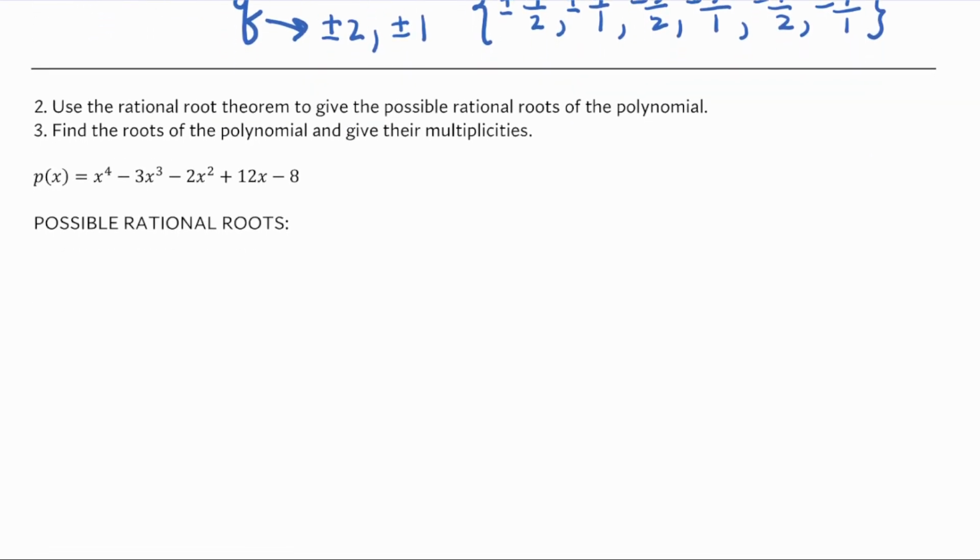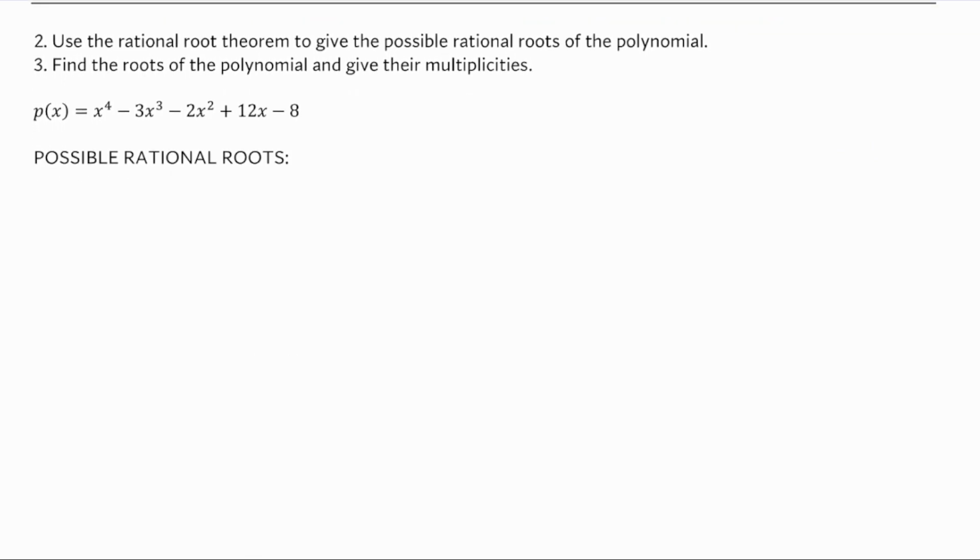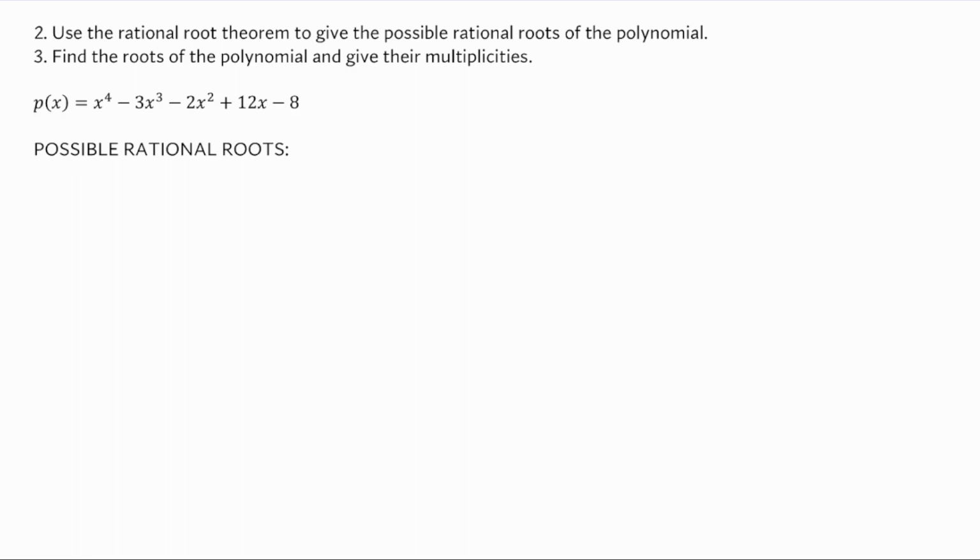Okay, number 2 is more of the same, but number 3 is to take the same polynomial and find the actual roots and give the multiplicities. Okay, we'll be able to do that.